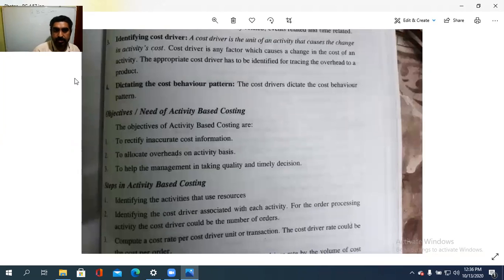Next is objectives or need of activity based costing. Objective of activity based costing are to rectify inaccurate cost information.